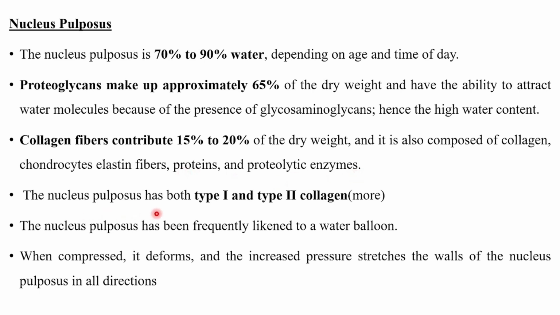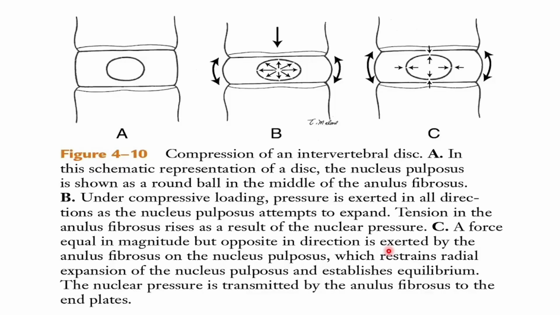The nucleus pulposus has both type 1 and type 2 collagen, in which type 2 collagen is more abundant in the nucleus pulposus. And the nucleus pulposus has been frequently likened to a water balloon. So it is almost similar to a water balloon. When compressed, it deforms, and the increased pressure stretches the walls of the nucleus pulposus in all directions. So during compressive loading, because of the increased pressure in the intervertebral disc, the walls of the nucleus pulposus will be stretching in all directions, in all four directions.